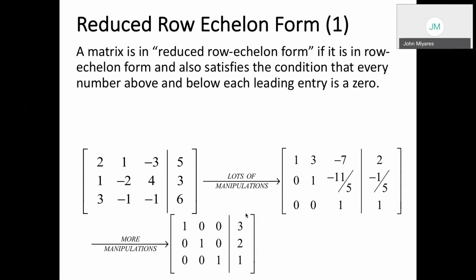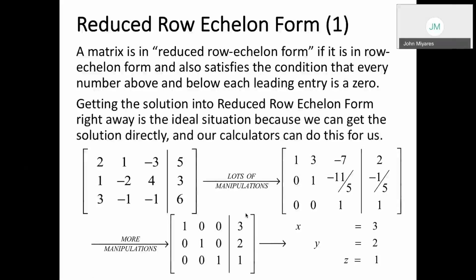If we can get it somehow to this point, then the answers to the system of equations are going to come about even faster. This is going to translate into x equals 3, y equals 2, and z equals 1. So really getting the solution into reduced row echelon form right away is the ideal situation because we can get the solutions to the system directly. But better yet, our calculators can do all of this work for us from taking our original augmented matrix and converting it into either row echelon form or reduced row echelon form.